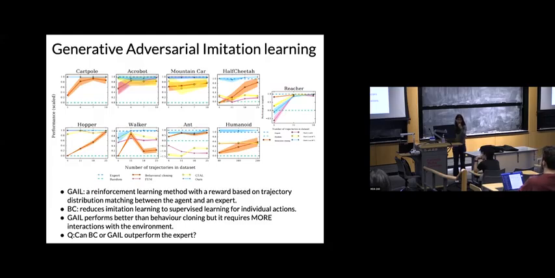Yes, please. Would you say that GAIL is more sample efficient with respect to expert trajectories then?